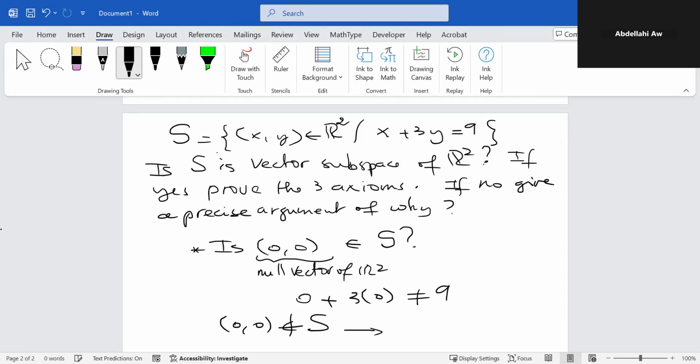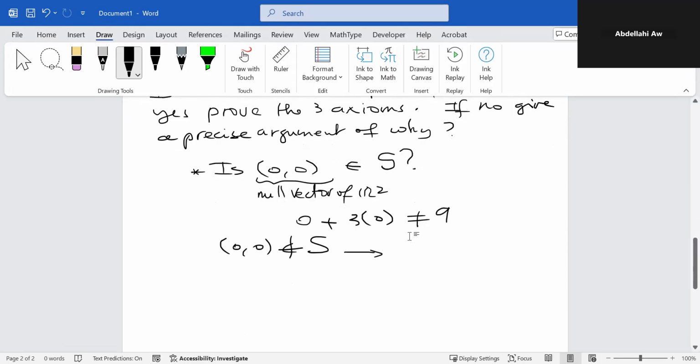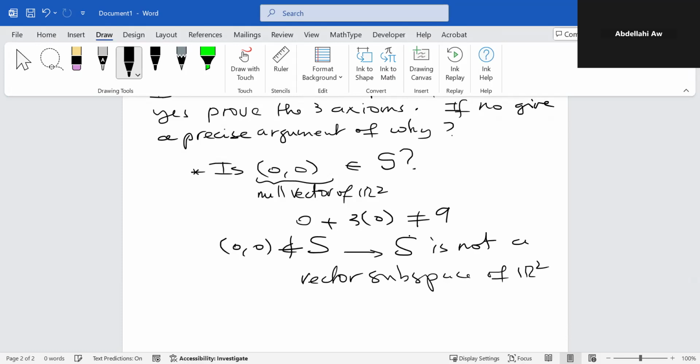And we must pretty much be done, you know. So S is not a vector subspace of R2. See, that's the shortest argument, okay?